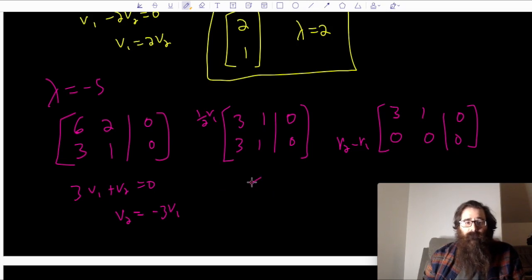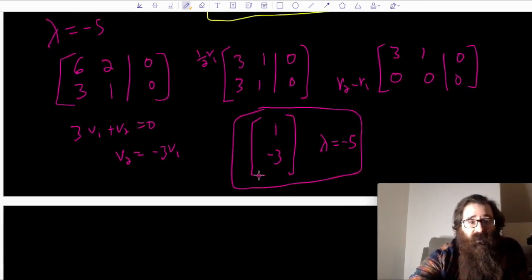And I can build a vector from this. I'm going to pick v1, my first entry, to be positive 1. And then v2 is negative 3 times that. So negative 3 times 1 gives me negative 3. And this is my vector associated with lambda equals negative 5.